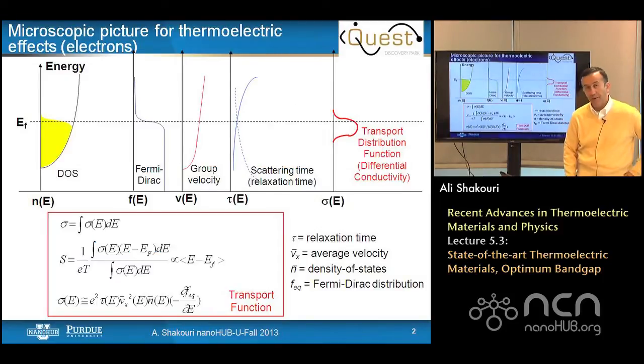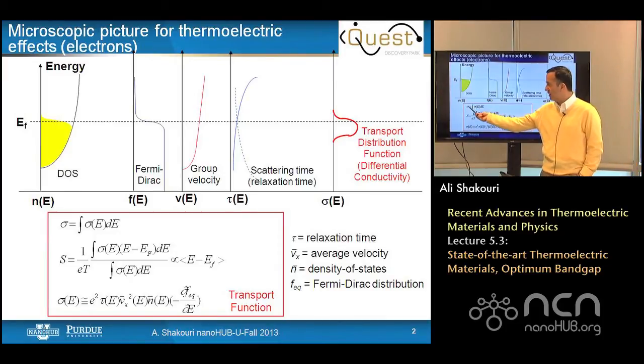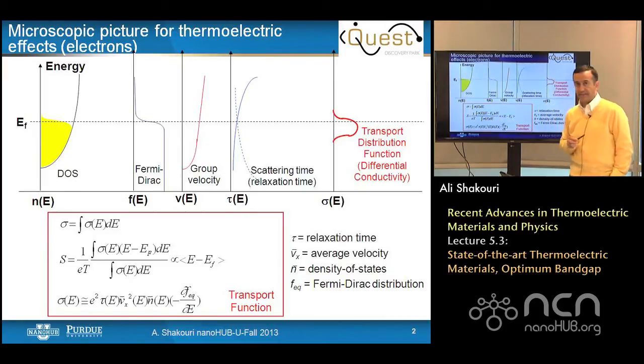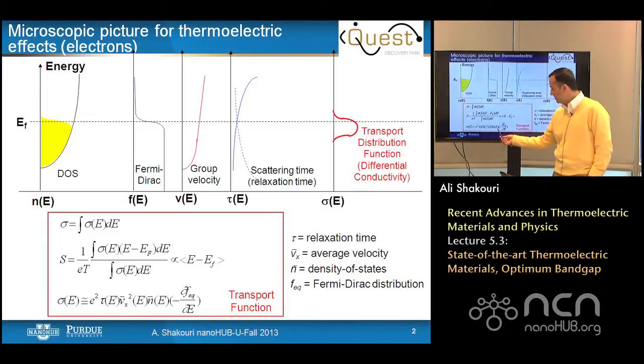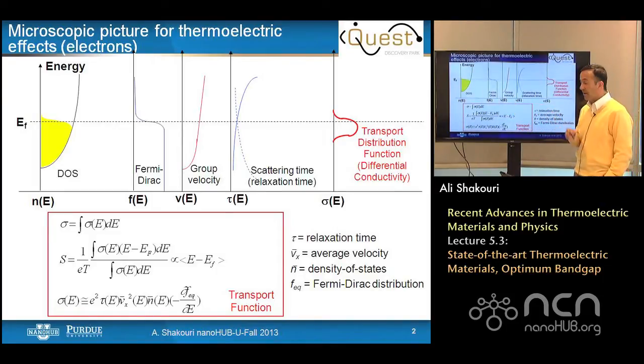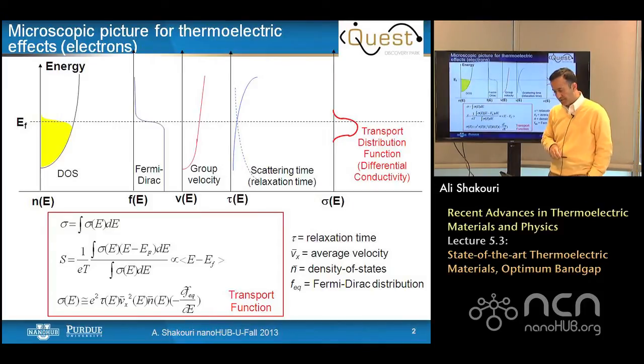You saw in week 2 from Professor Lundström that the transport function, or transport distribution function, otherwise called differential conductivity, determines the electronic properties that can be used to calculate electrical conductivity as well as the Seebeck coefficient. The factors that enter this transport function are the Fermi-Dirac function, the group velocity, and the scattering time, and you multiply all of them, which gives you a function of energy. The average energy of this distribution is the average energy of moving electrons. The difference with respect to the Fermi energy is the definition of the Peltier coefficient or the Seebeck coefficient.